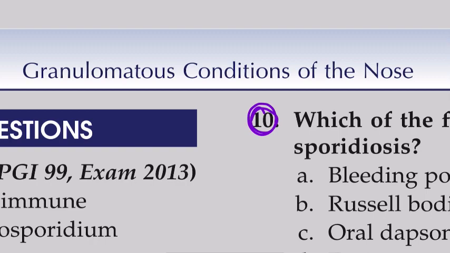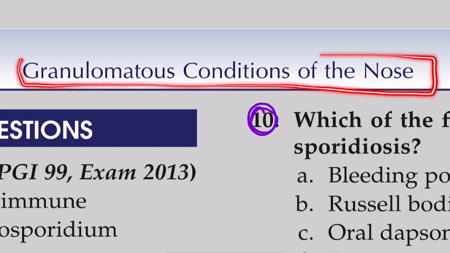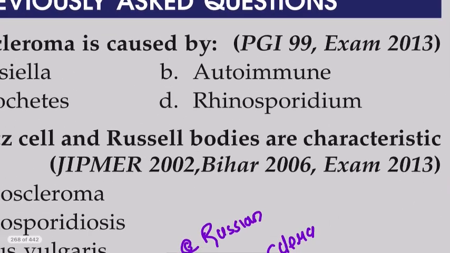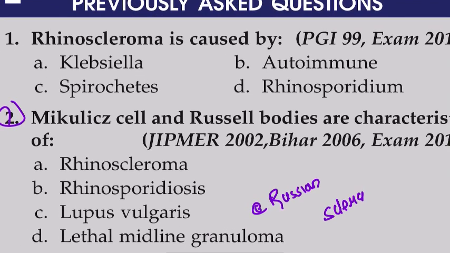Now we are going to solve the MCQs from granulomatous conditions of the nose. Without delay, the first question: rhinoscleroma is caused by Klebsiella, right? The complete name is Klebsiella rhinoscleromatis. It is also called Frisch bacillus.